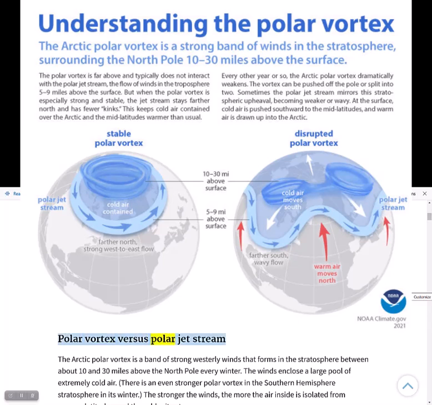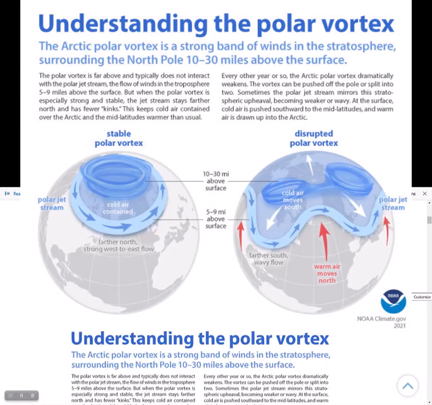Polar vortex versus polar jet stream. The Arctic polar vortex is a band of strong westerly winds that forms in the stratosphere between about 10 and 30 miles above the North Pole every winter. The winds enclose a large pool of extremely cold air. There is an even stronger polar vortex in the southern hemisphere stratosphere in its winter. The stronger the winds, the more the air inside is isolated from warmer latitudes, and the colder it gets.